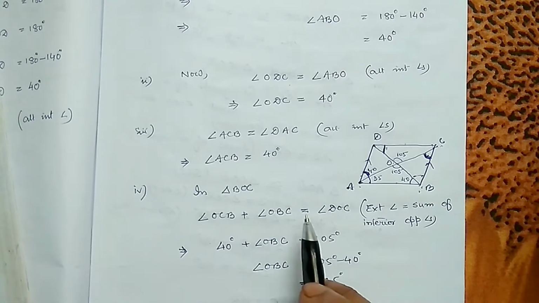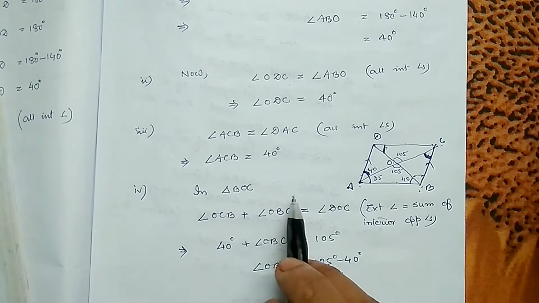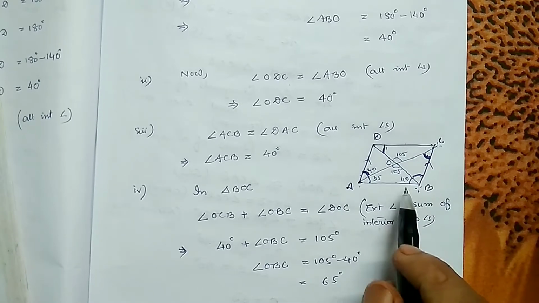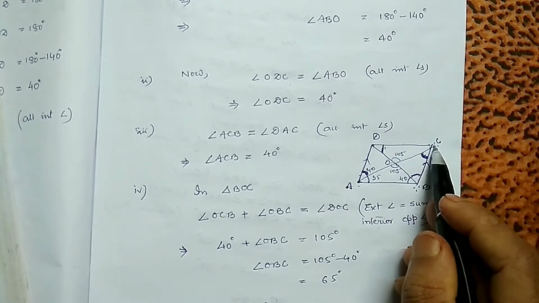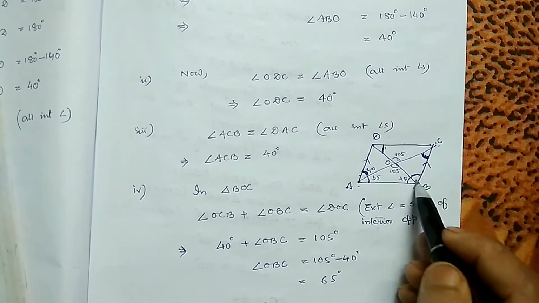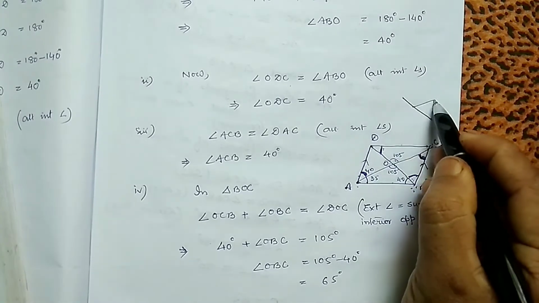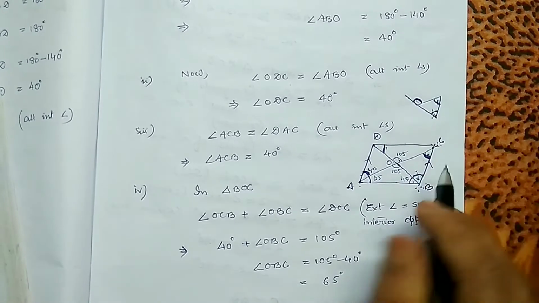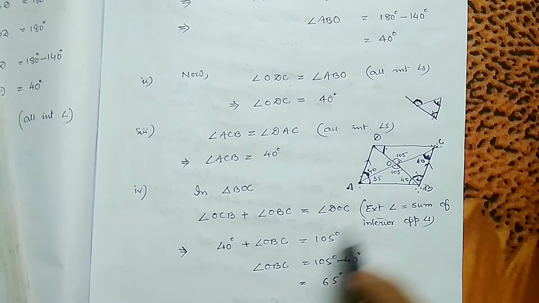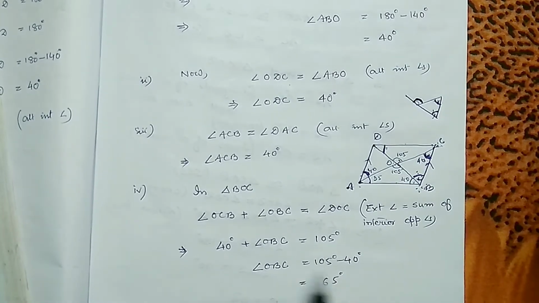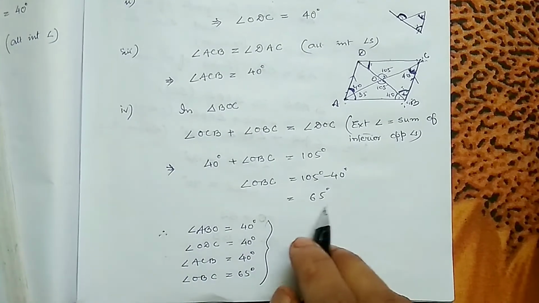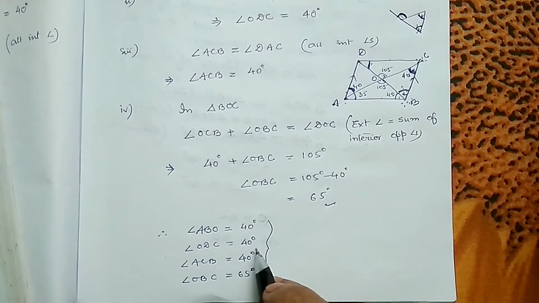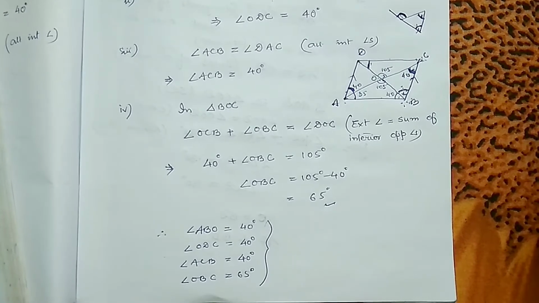And in the fourth part, we have to calculate angle CBD. Clear? Now in angle BOC, we know the exterior angle equals the sum of the interior opposite angles. Suppose we have a triangle like this, this angle plus this angle must be equal to the exterior angle. This one is 40, 40 plus OBC equals 105. So OBC will be 105 minus 40, and 105 minus 40 is 65. This way we got all the angles. So the first one will be 40, the second one 40, the third one 40, and the fourth one will be 65.